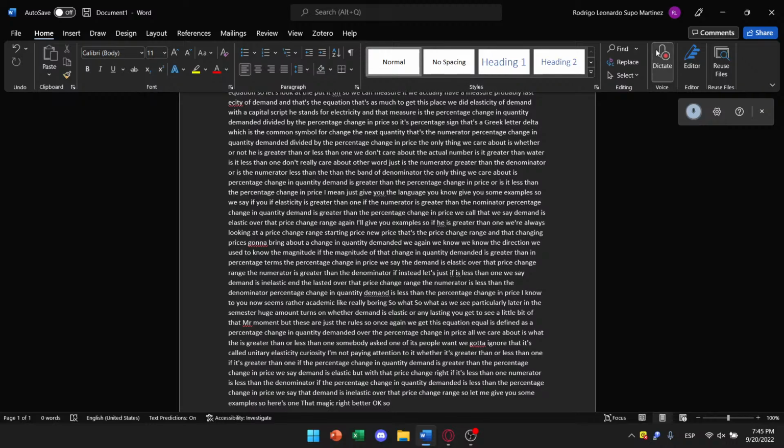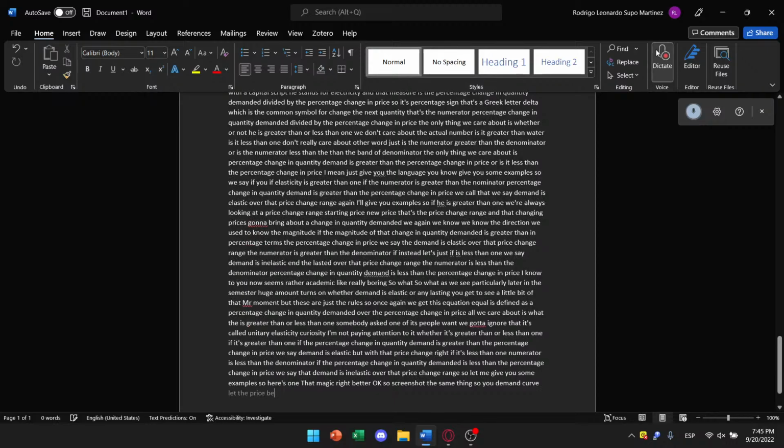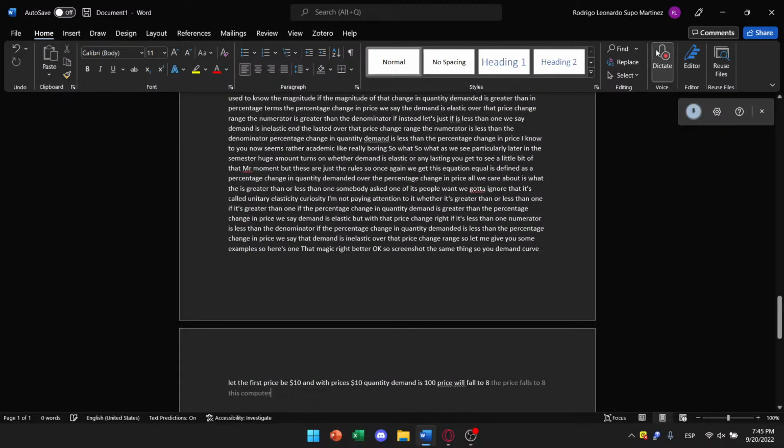So the screen shows the same thing. Here's the demand curve. Let the first price be $10, and when the price is $10, quantity demanded is 100. Price is going to fall to 8. When price falls to 8 on this demand curve, quantity demanded goes from 100 to 150. That's all we need to satisfy the law of demand. Lower price, higher quantity demanded.